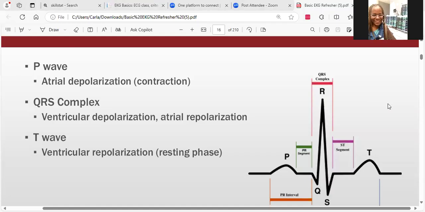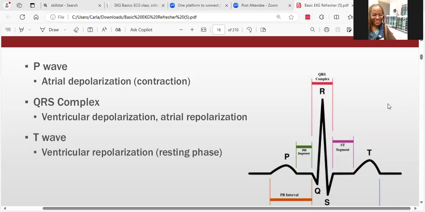Remember that the P wave represents atrial depolarization or atrial contraction. So if the P wave is not normal and upright and rounded, and it looks a little funky or a little different, we can assume this may be some sort of an atrial rhythm.